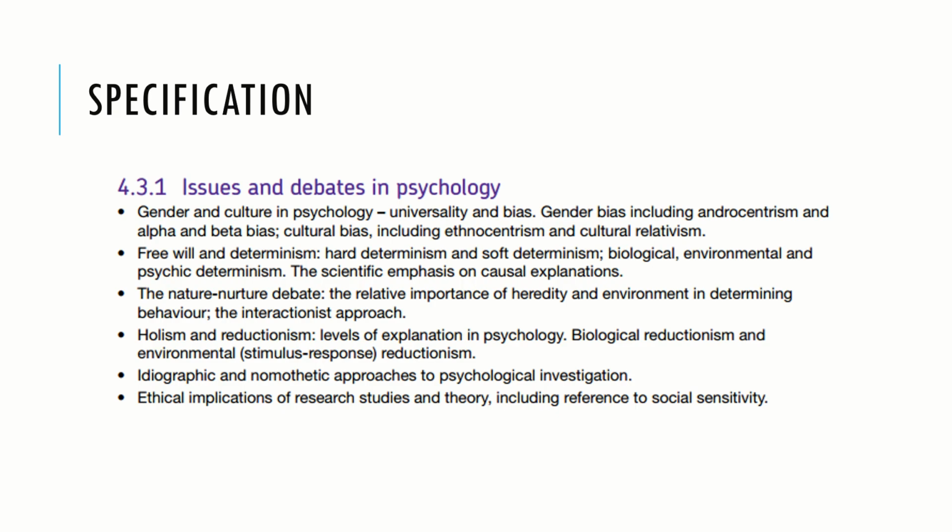Okay, so here is the specification. You've done gender and cultural bias, and now we're into free will and determinism. And the key terms you need to know are free will, determinism, hard determinism, soft determinism, biological, environmental, and psychic determinism as well. And then the phrase, the scientific emphasis on causal relationships, or causal explanations, sorry.